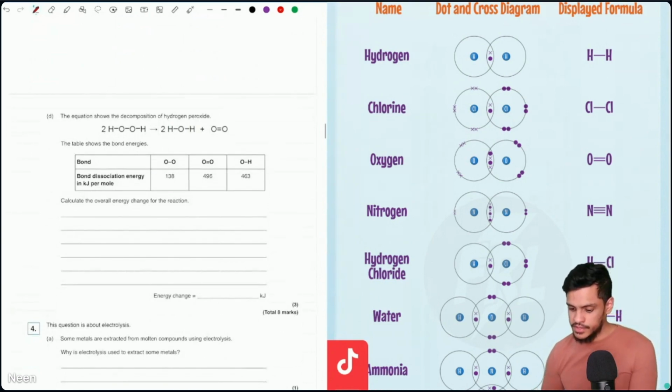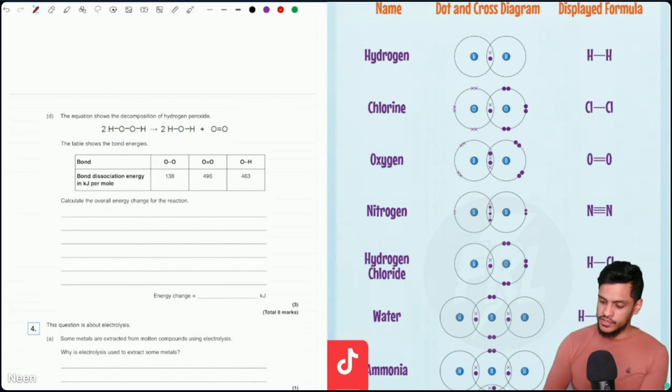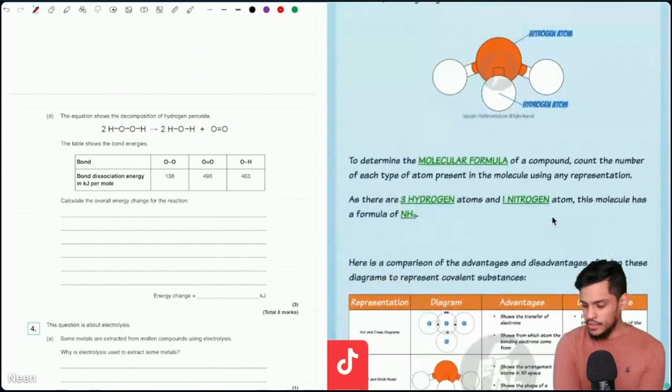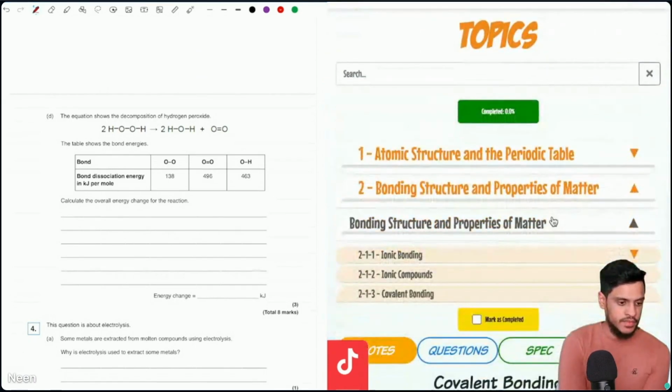Okay, so we got a calculation here. Decomposition of hydrogen peroxide. Calculate the overall energy change for this reaction. So this is one of those bond energy calculations. So let me just get the notes up for that. Anyone know what to do here? What do we need to do in these types of calculations?